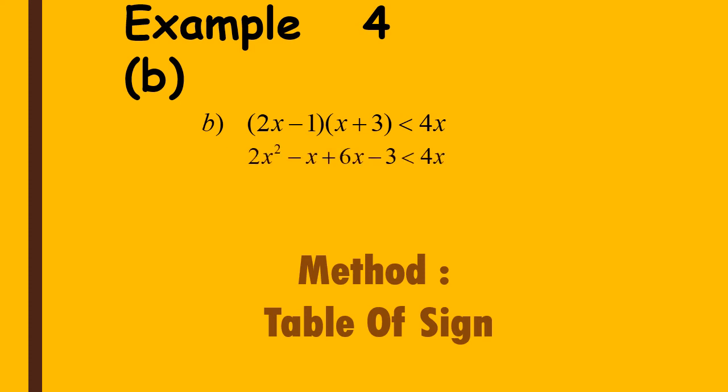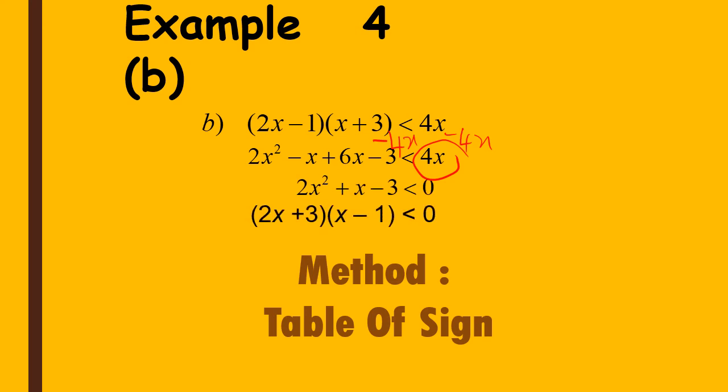So expand everything. The left side we have 2x squared minus x plus 6x minus 3. To eliminate 4x, we should subtract 4x on both sides. So we get 2x squared minus x plus 6x will be 5x, minus 4x should be x only. So the next step is 2x squared plus x minus 3 less than 0.